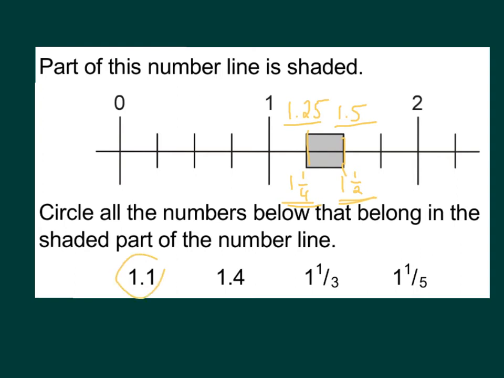Well, 1.1, of course, would fall here. It would be less than 1.25. Whereas 1.4 is more than 1.25 and less than 1.5. 1 1/3 also fits in the gap, because of course 1/3 is more than 1/4 and less than 1/2. Whereas 1 1/5, well, 1/5 is less than 1/4, so that would be the other side of the line.